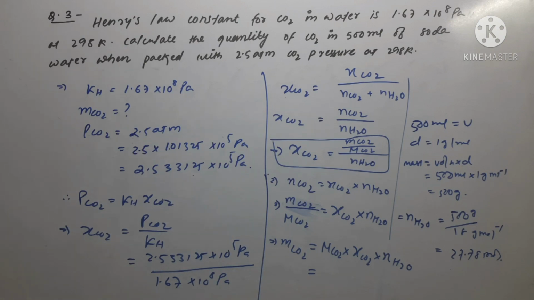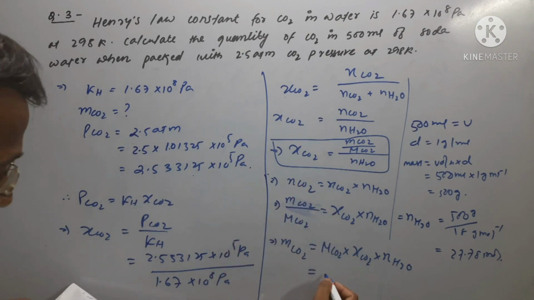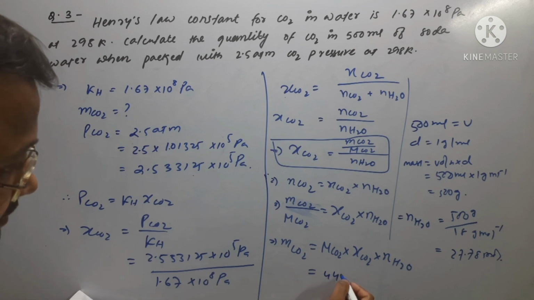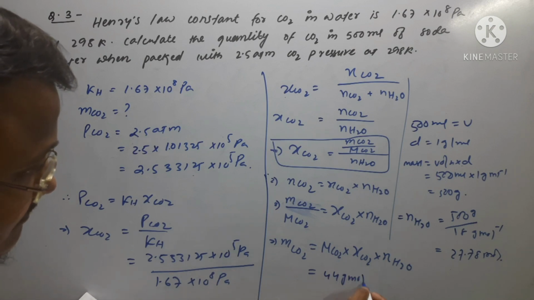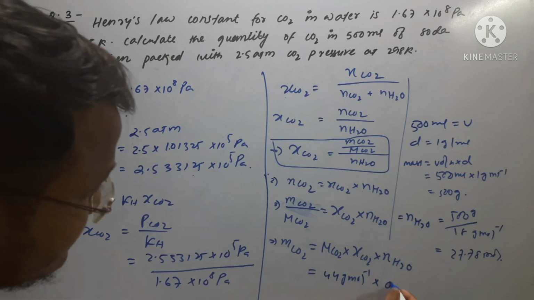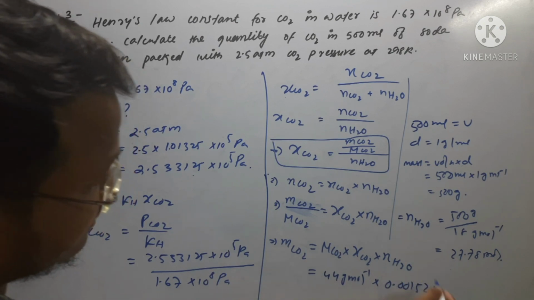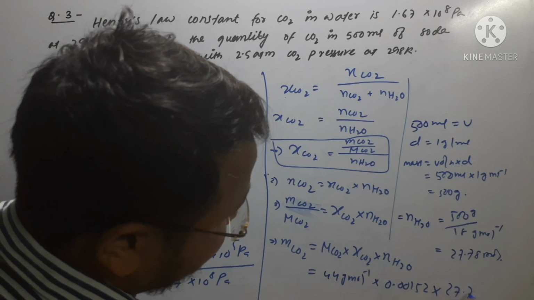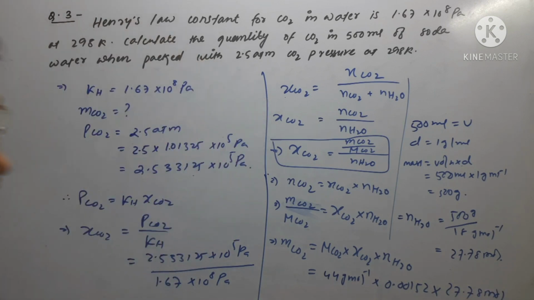Now if you multiply all these values, it will come out as what? If you go through this, the mole fraction is given to us, right? So it will become 44 gram per mole into X of CO2, 0.00152, into mole of water, 27.78 mole. So the mole inverse and mole will cancel out. Is it visible, guys? Right? It cancels out. Then once you multiply all this, what value will come out here?